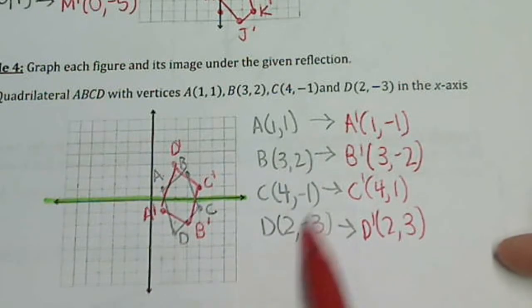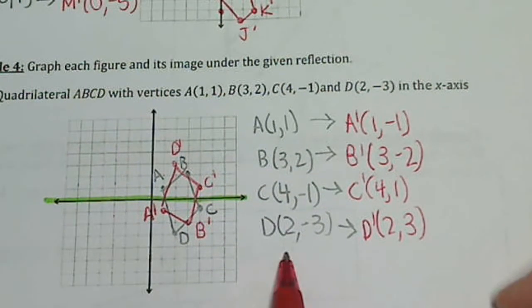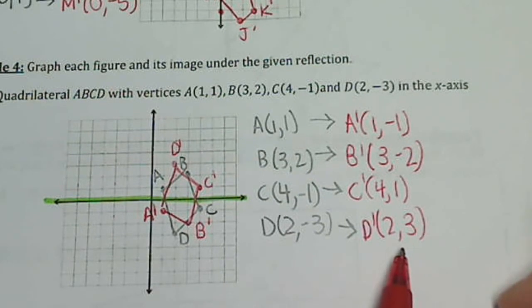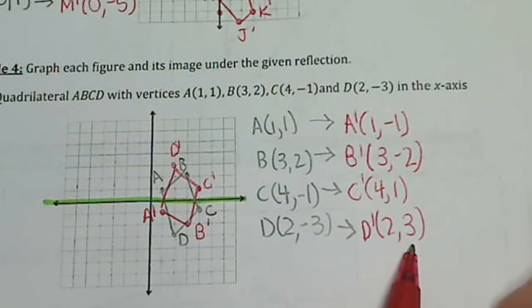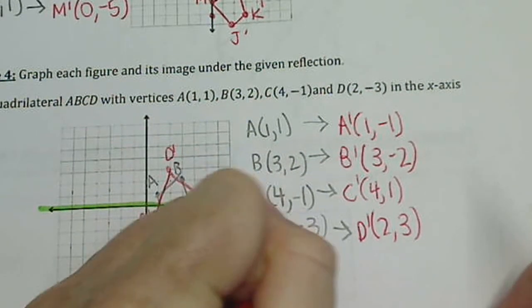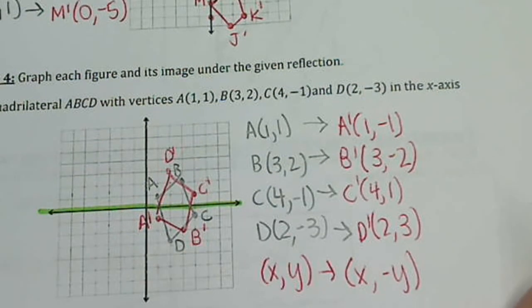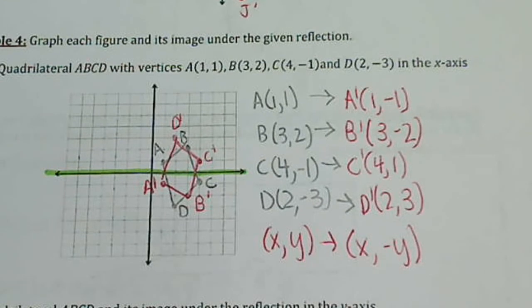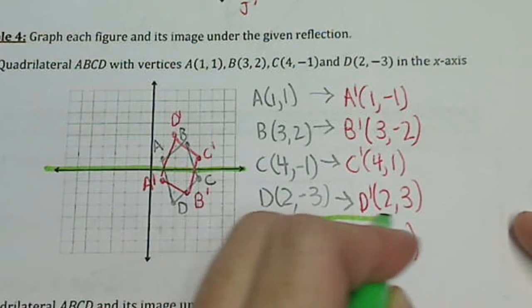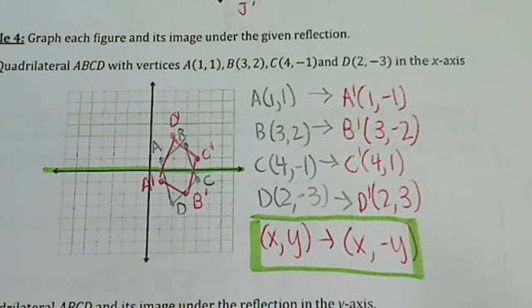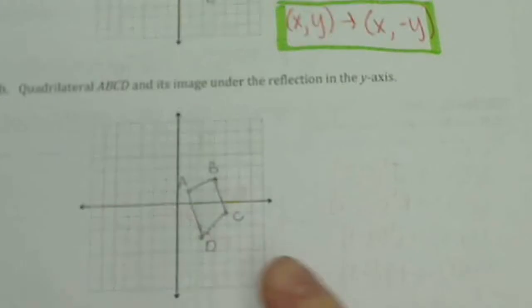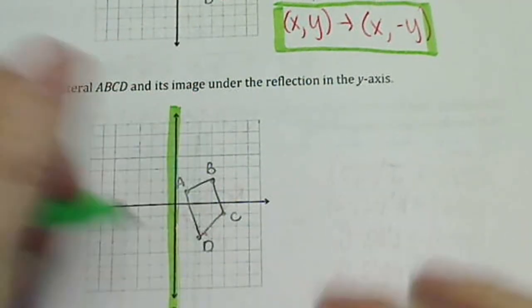Alright, so let's look at what happened here. What do you notice about your pre-image and your image points, especially with your y values? You reflected in the x, so you changed the y. So, if I have any point, I change my y value to be negative. That's a rule we're going to remember. Reflecting in the x-axis. Remember that rule. Okay, letter B, we're going to take the same quadrilateral, but now we're going to reflect it over the y-axis.